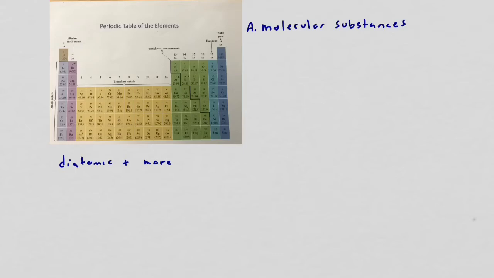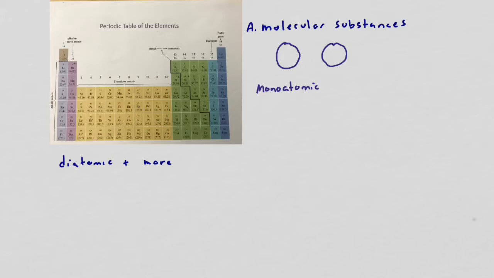Let's start with molecular substances. Now, what is a molecular substance? Well, what's a molecule? A molecule is basically a single piece of matter that can move independently of a second piece of matter. Some molecules are monoatomic.